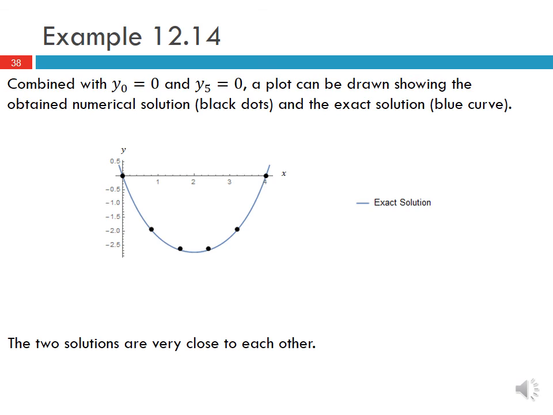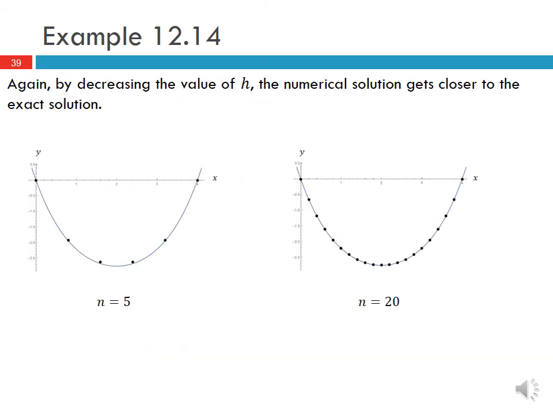So combined with our endpoints, y0 is equal to 0 and y5 equals 0, we can draw the plot showing the obtained numerical solution in the black dots and the exact solution in the blue curve. And you can see that even with this fairly large step size, the 2 solutions are quite close to each other. And again, we can decrease the value of h to get a numerical solution that is closer to the exact solution, so improve our estimate, as you can see here.